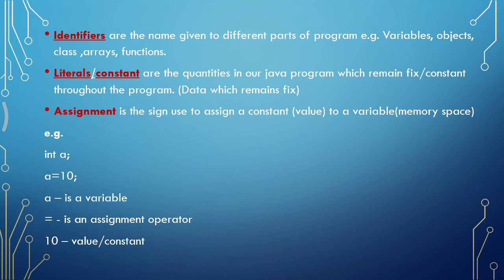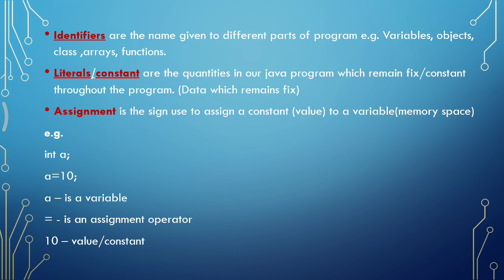After that come the literals or constants. They are the quantities in our program which remain fixed. That is constant, that means they remain fixed. So data which remains fixed is known as constant. They are values, for example, number 9, number 8, a, or x.